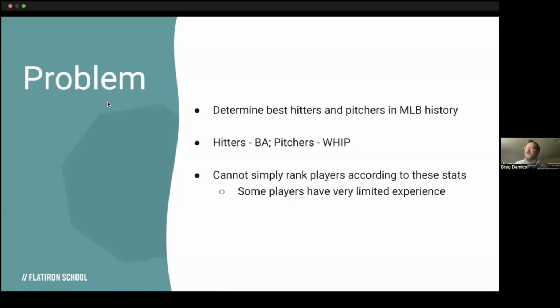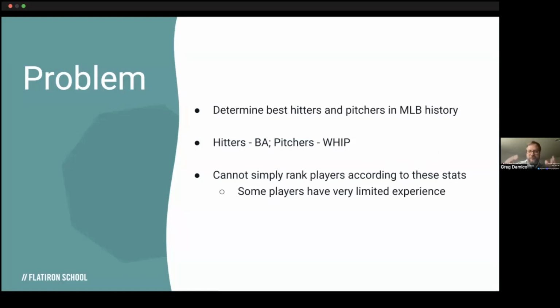For pitchers, this is probably a little murkier. There's a little more disagreement about how best to measure the quality of a pitcher. For today's purposes, I'm going to focus on a relatively new statistic called the WHIP. That's walks plus hits per innings pitched, right? So kind of the opposite of batting average for a hitter. It's how often does a pitcher give up a walk or a hit based on how often that pitcher has thrown on the mound, right?